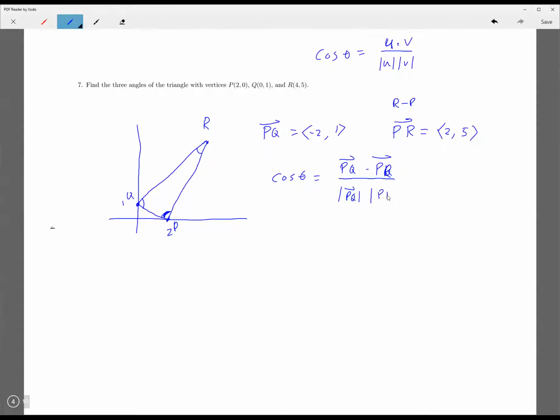And the length of PR. That's not a very good R.